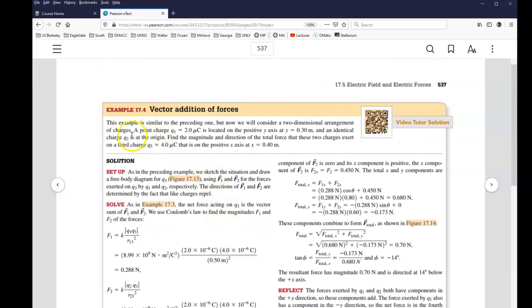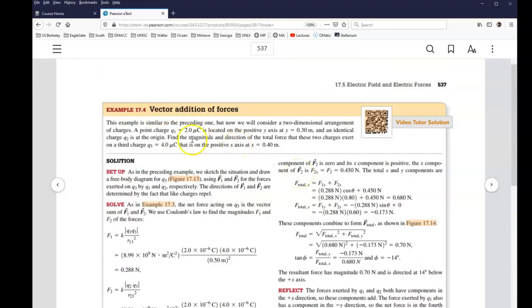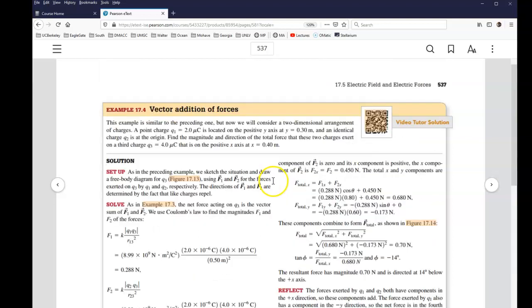Let's read it together. He said, this example is similar to the preceding one, but now we will consider a two-dimensional arrangement of charges. A point charge Q1, right here. See it? Here's the picture right here. Here's a charge Q1, 2 microcoulomb, is located on the positive y-axis at 0.3 meters. Okay, and an identical charge Q2 is at the origin right there. Okay, so we have Q1 and Q2. They're both on the y-axis. Q1 is at 0.3 meters, and Q2 is at the origin.